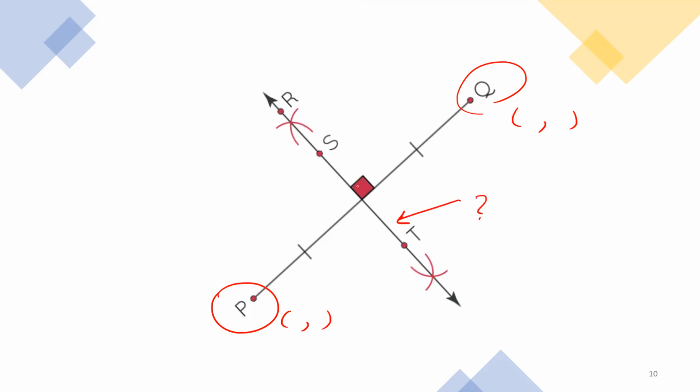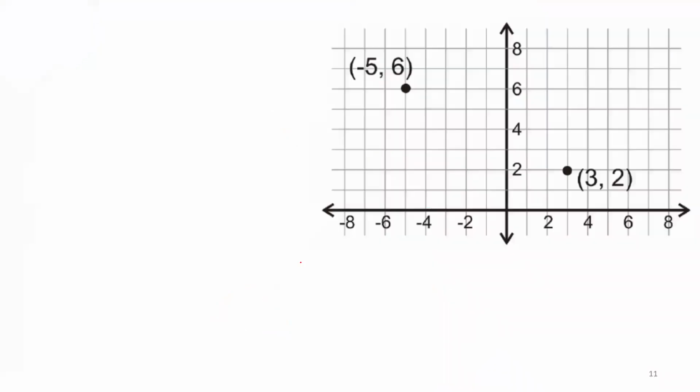This line intersects PQ at a right angle, 90 degrees. And this line bisects PQ into two equal parts, this equal to this. Let me start this question.